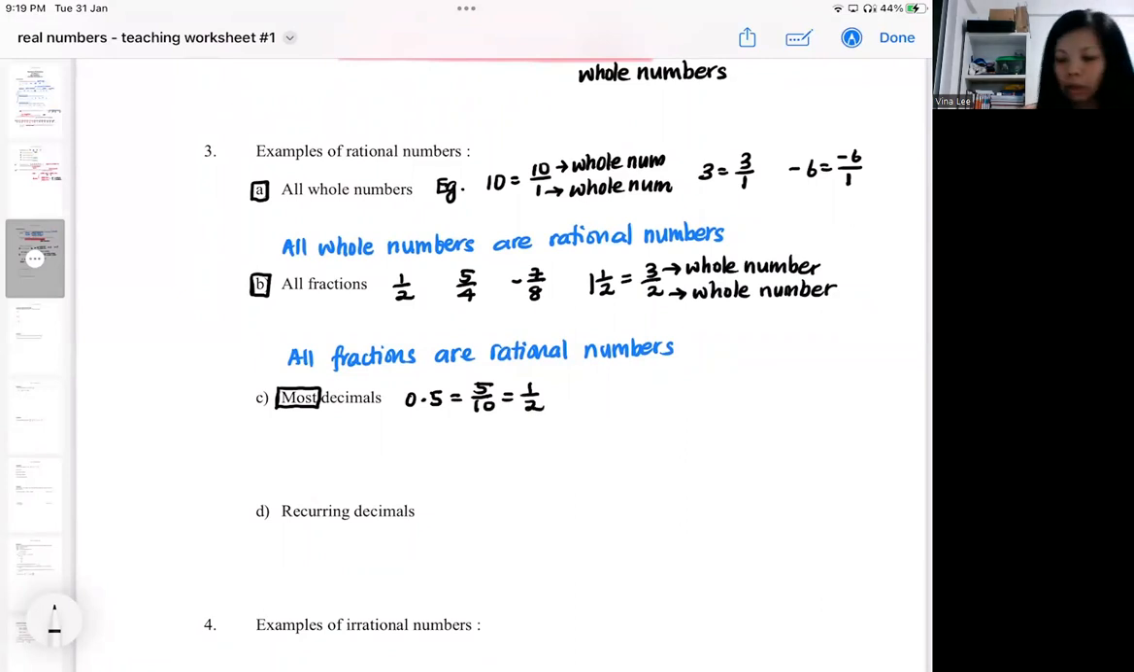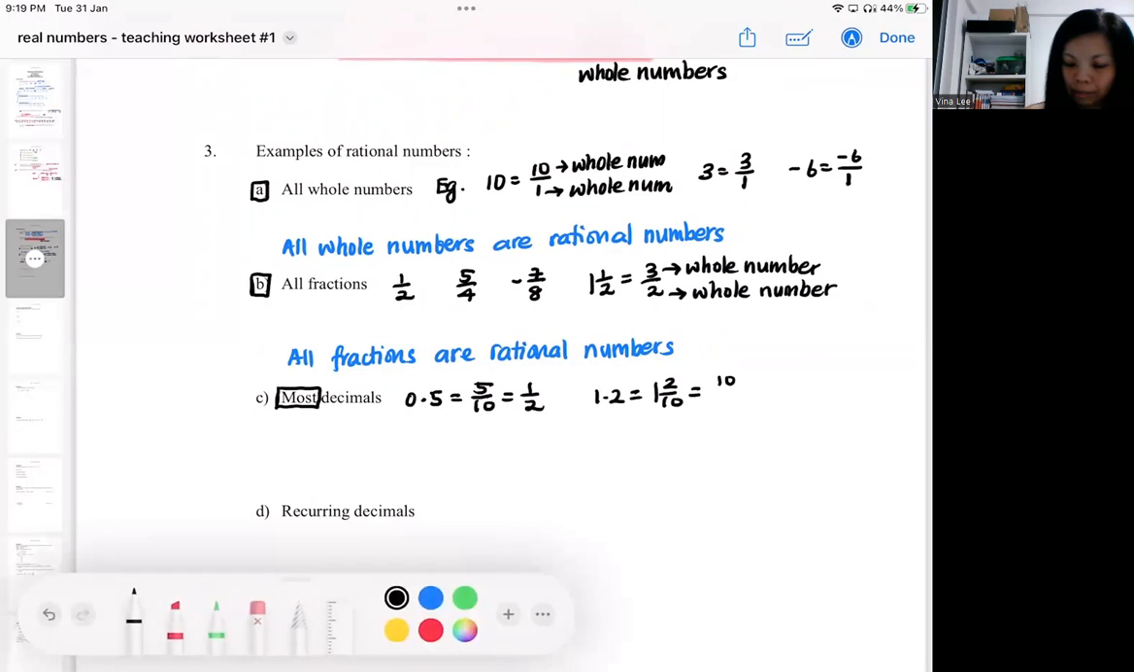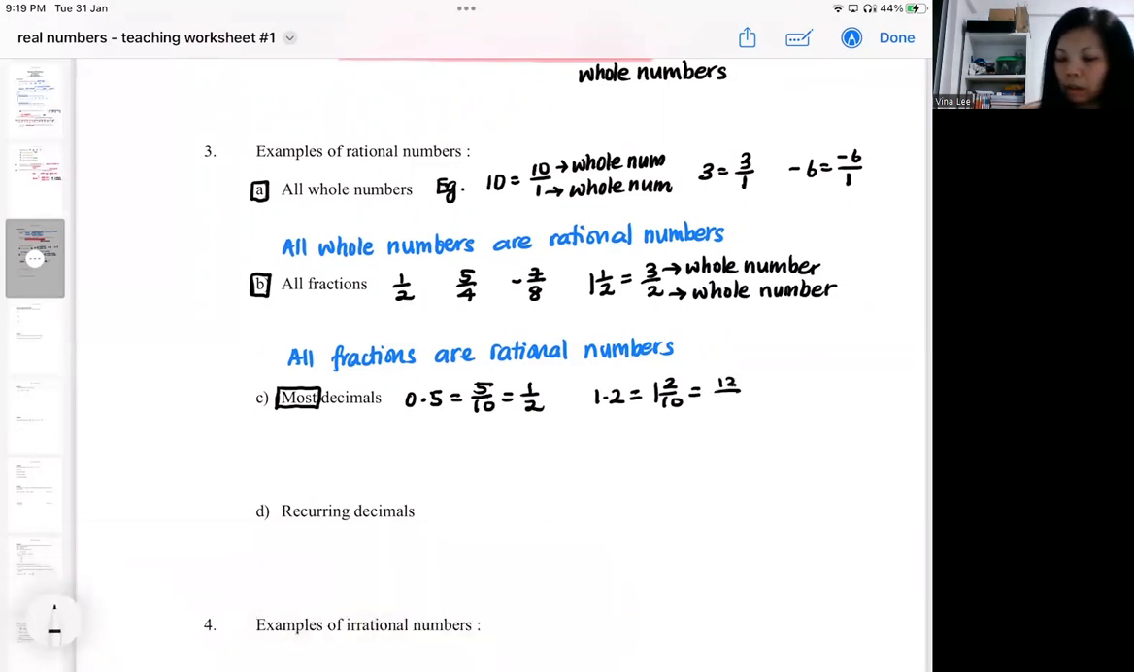Then maybe like 1.2. It is 1 and 2 over 10. That will be 12 over 10. So you keep reducing it, and eventually you are still getting a whole number over whole number. So most of the decimals will be rational numbers.